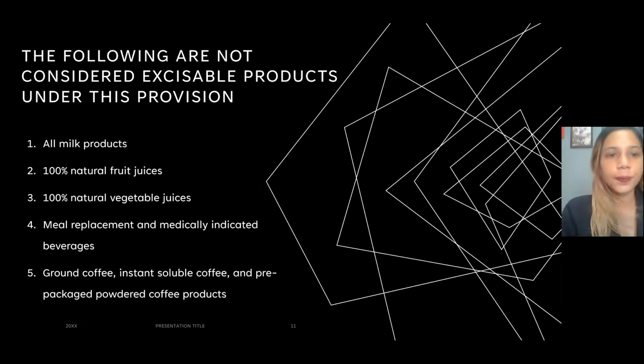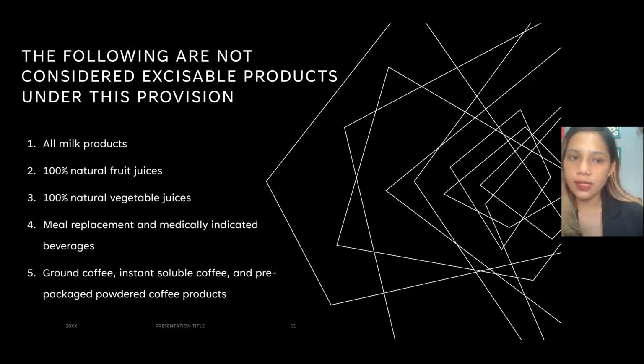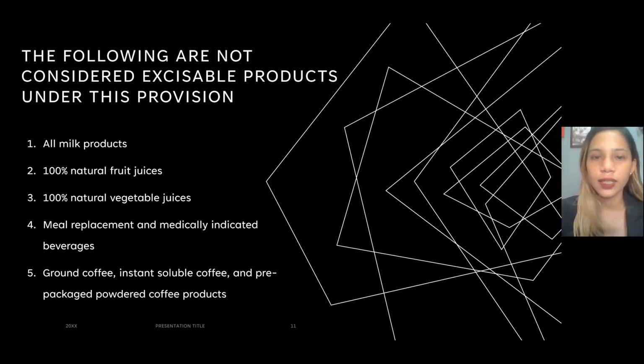Now, these are the products that are not considered under this provision. Number 1 is all milk products, the 100% natural fruit juice, the 100% natural vegetable juices, meal replacement and medically indicated beverages. Lastly, the ground coffee, the instant soluble coffee, and prepackaged powdered coffee products.